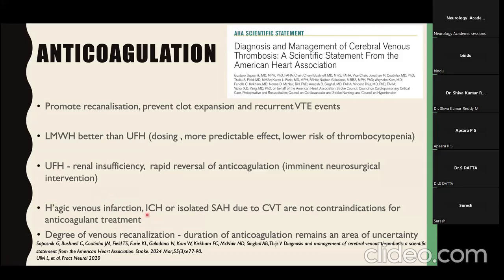If a patient with CVT has hemorrhagic transformation or ICH, or isolated SAH, these are not contraindications for anticoagulant treatment if these are due to CVT. The degree of venous recanalization and the duration of anticoagulation remain areas of uncertainty.